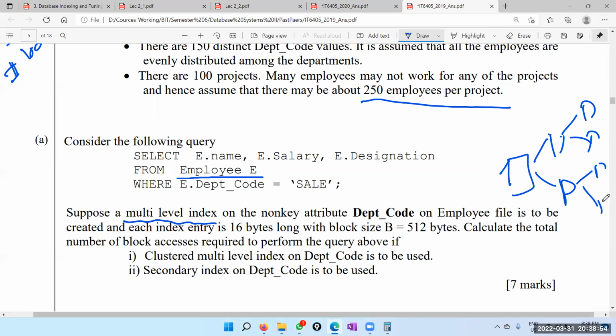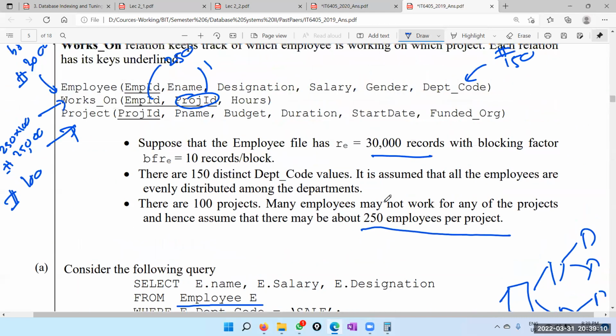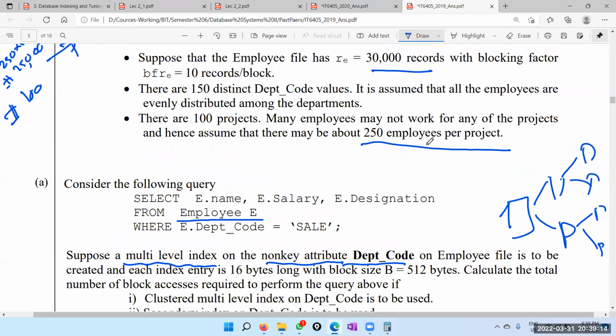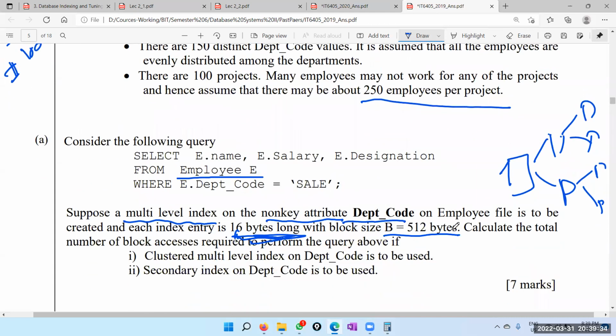Usually you have a large number of records and it is a secondary index. Suppose a multi-level index on the non-key attribute department code, that is why they have given you the department code, on the employee file is to be created, and each index entry is 16 bytes long, with block size 512 bytes. Calculate the total number of block accesses required to perform the query above if a clustered multi-level index on department code is to be used. Clustered means your data file is sorted by the department code rather than the primary key.